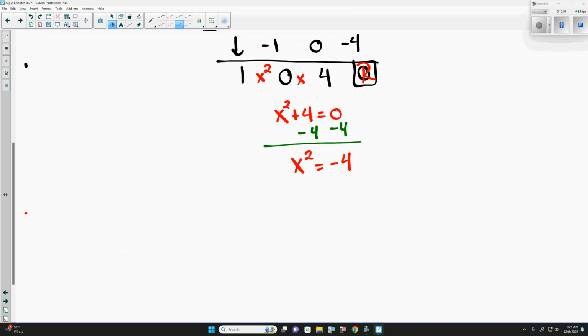negative 4. Square root both sides. Exactly, well, almost. Yes and yes. Because the square root of x squared is x. Anytime we take the square root of both sides, we have to add the plus and minus. And the square root of negative 4. Exactly. So the negative would come out as i. Square root of 4 is 2. So our last two answers are positive and negative 2i.